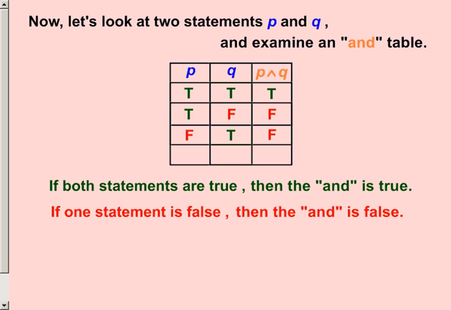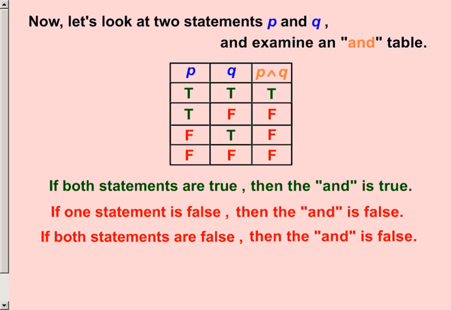And then the only remaining combination of true and false would be both statements being false. And if both statements are in fact false, again, that is going to lead us to a false AND statement, because as we said, both pieces of information have to be true in order for the AND statement to be true.